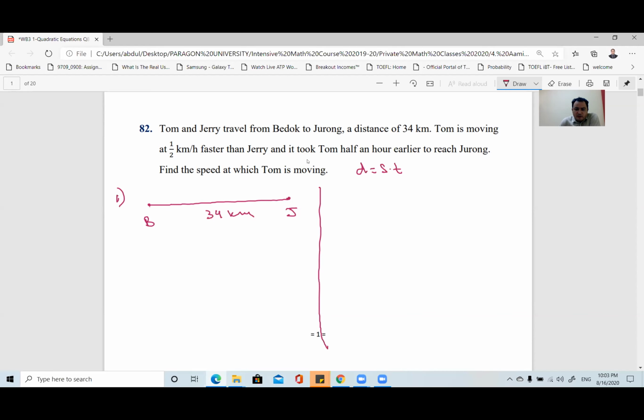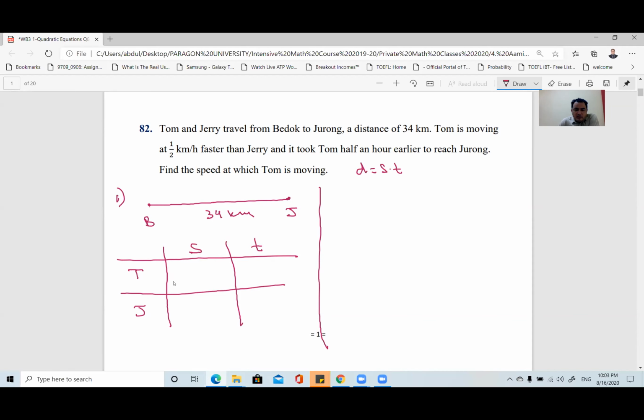Since we are talking about two people and two different variables, number one is speed, second one is time. How can I write this? Maybe you can just write here, Tom and Jerry. If you can just draw a line so that we don't get confused. And here we have speed and the time.